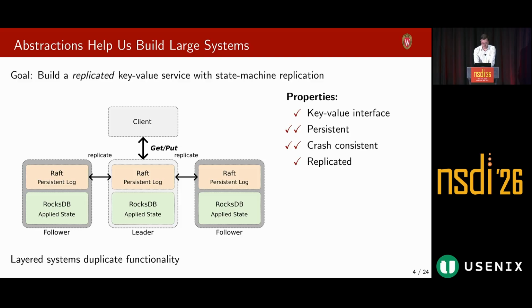So we call this a layered system, but unfortunately, some of those properties that we had in the original system are now implemented twice. So disk durable consensus systems like Raft or Paxos have their own persistence and crash consistency requirements, and so does RocksDB.